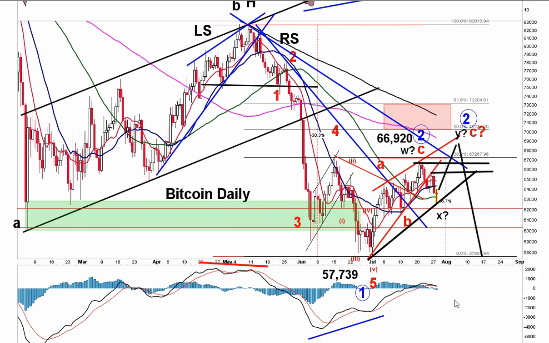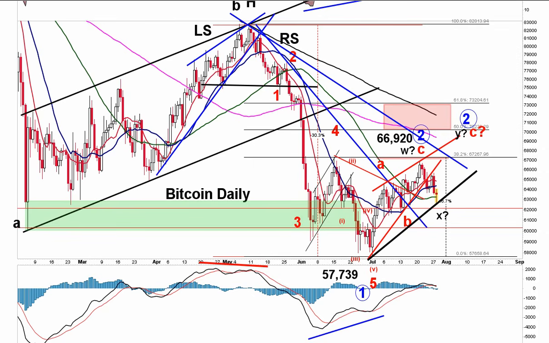So MACD rolling over may not allow this other scenario where I have question marks, W, X, Y, and the question mark C, to play out. And if it goes negative again, then it is very possible 66,920 is the peak, and that's all she wrote. Doesn't matter. Either way, whether we go a little bit higher or whether we fill at 66,920, it's going to fail.